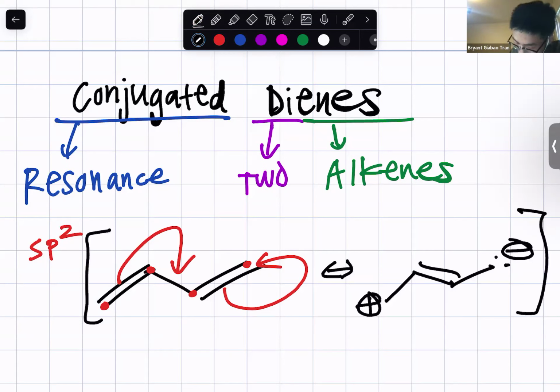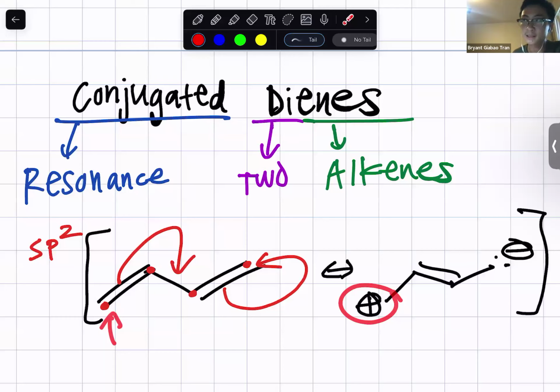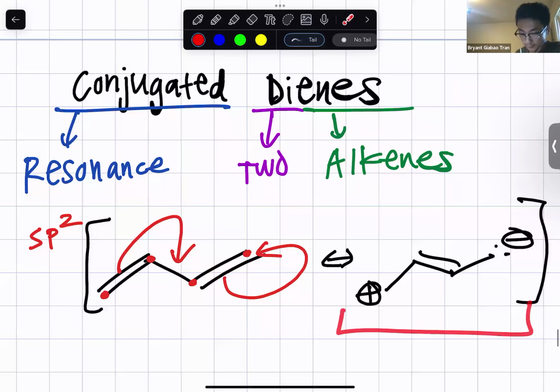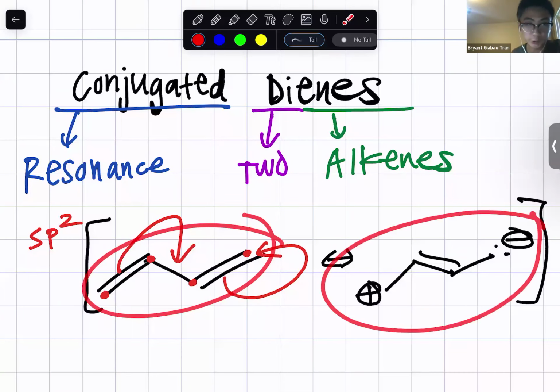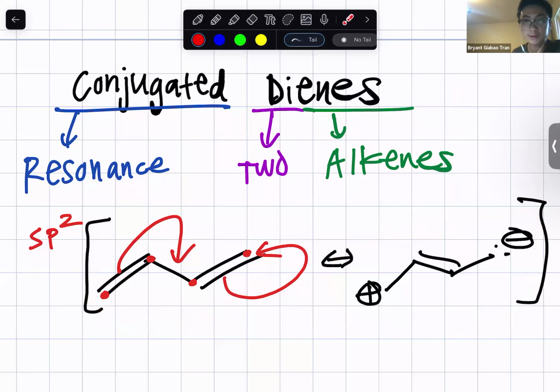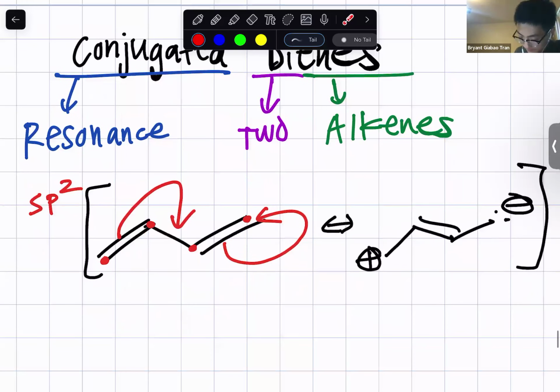Right? Since this carbon here lost a bond, that carbon gained a positive charge. This carbon here gained a lone pair of electrons from that double bond right there, which gives it a negative charge. This checks out because whenever we draw a resonance structure, we have to make sure that charge is conserved. This is neutral. This is also neutral because the charges cancel out. +1 -1 equals 0. Right?